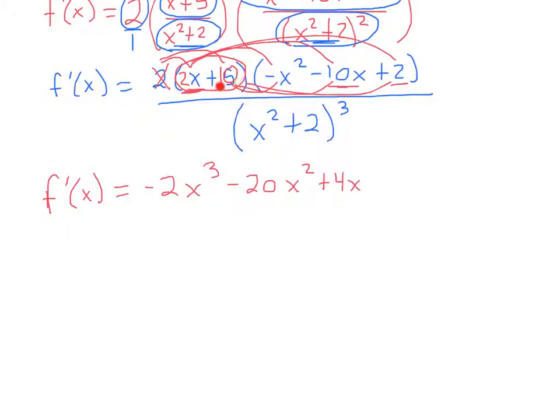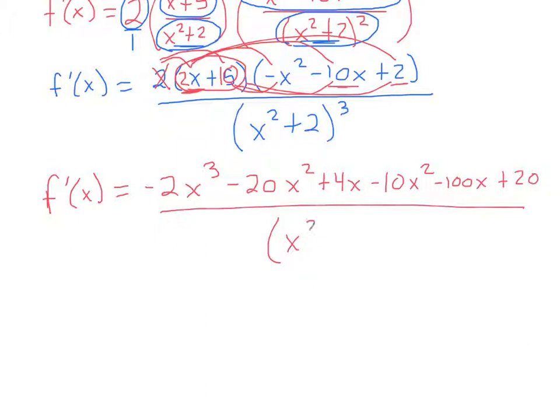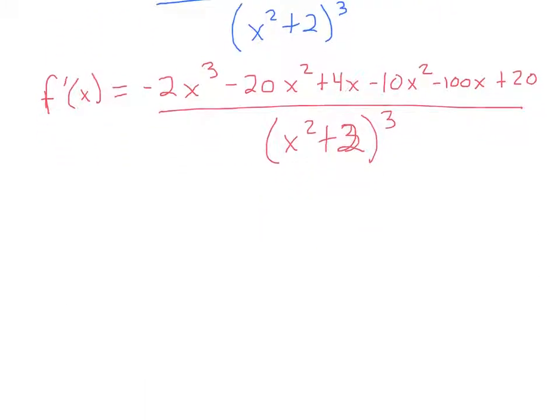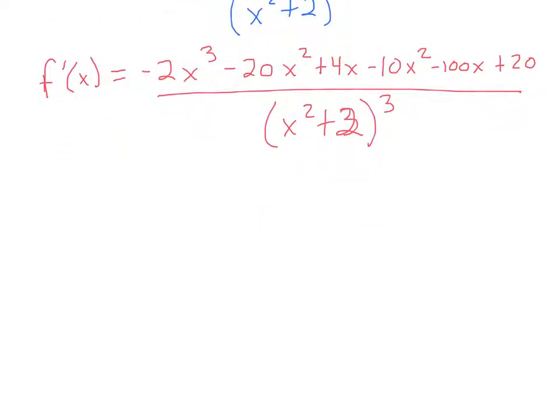And now I'm going to do 10 times all 3 of these. So I've got negative 10x squared, minus 100x, plus 20, and that's all over the bottom. Oops. The bottom should be x squared plus 2 cubed. So let's move this up and let's combine all like terms on top, and we'll be done.